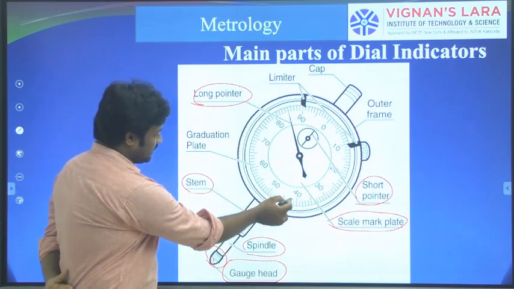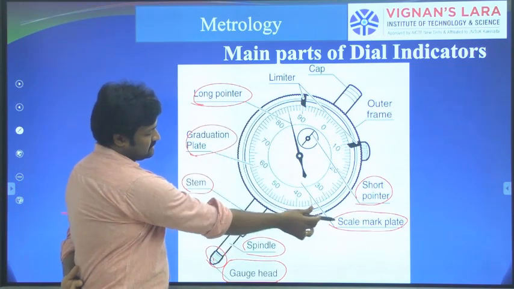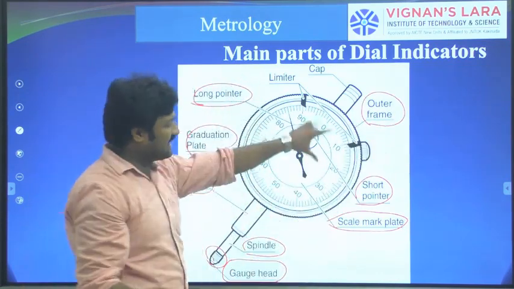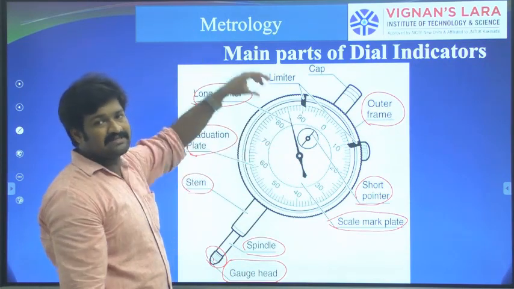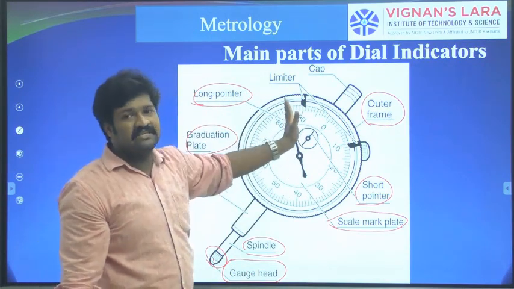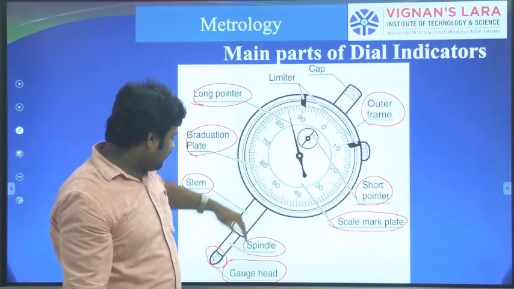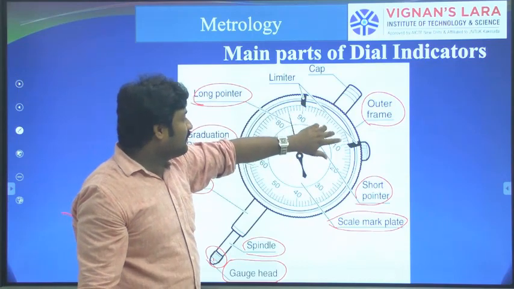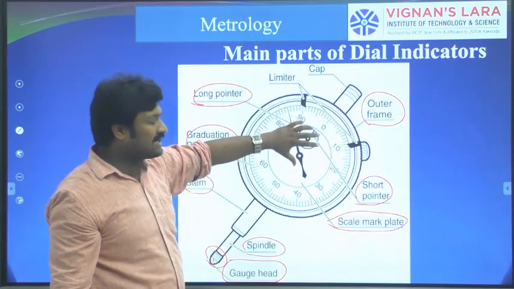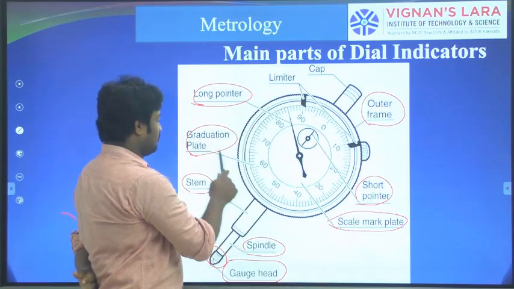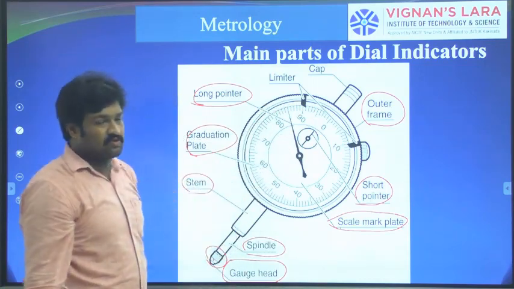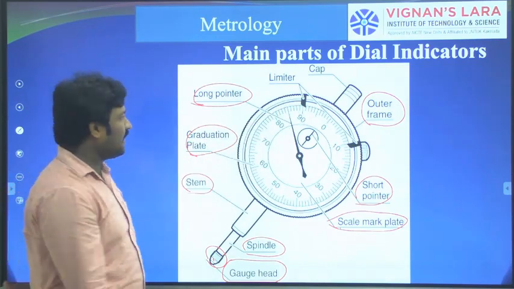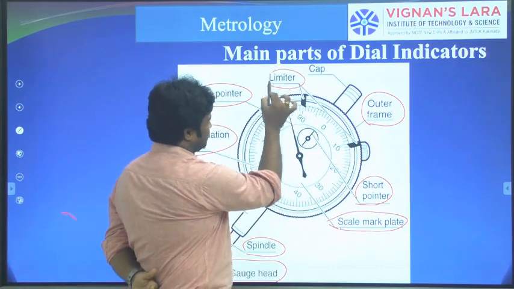Next, it consists of a graduated plate, that is the scale, and an outer frame. This scale can be rotated. Depending upon the application, the needle can be adjusted to 0. If by applying light pressure the needle shows some deflection, the reading can be set to 0 by tilting the dial scale. This graduated plate can be rotated so that the pointer reading can be noted as 0. And again it consists of two limiters.